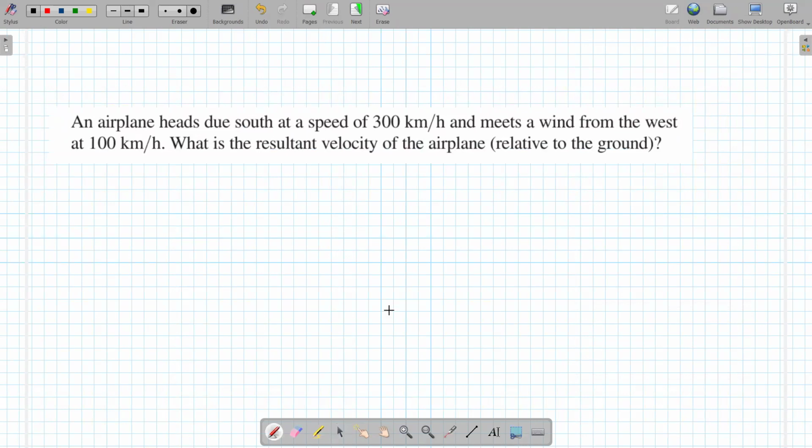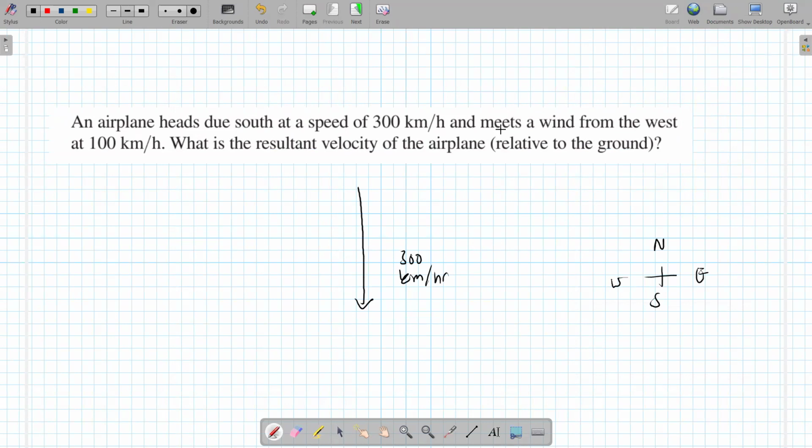All right, so there's a plane. It's going this way. So this is our plane. It's going this way, south, right? You know your directions? Like that. So south is down. So it's going at 300 kilometers per hour this way.